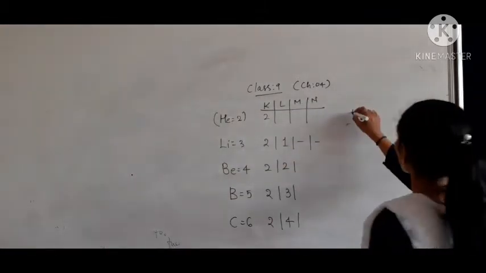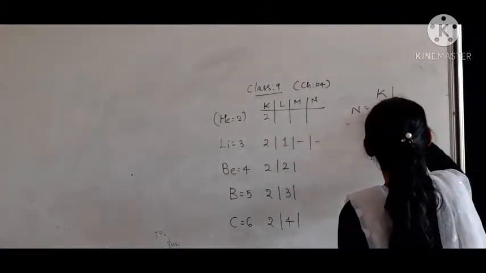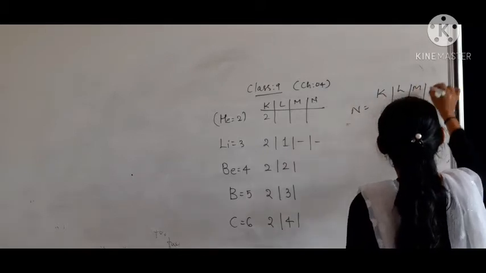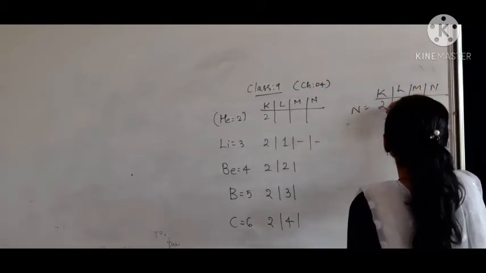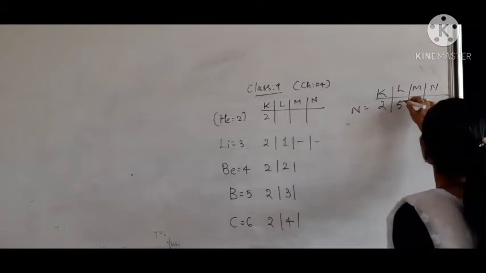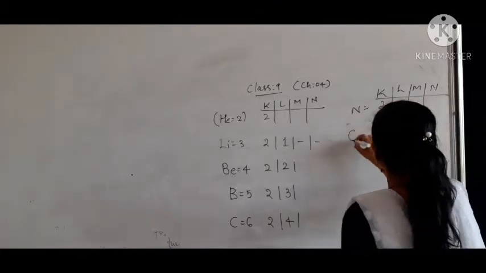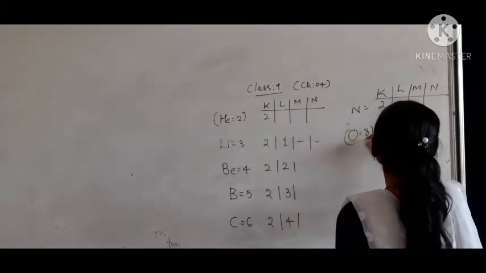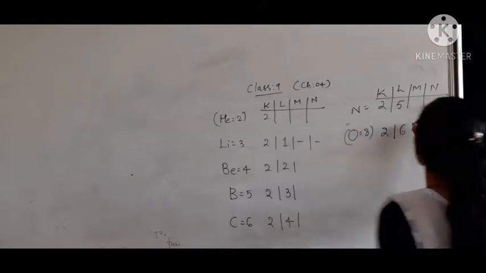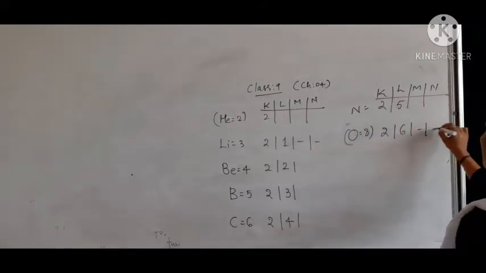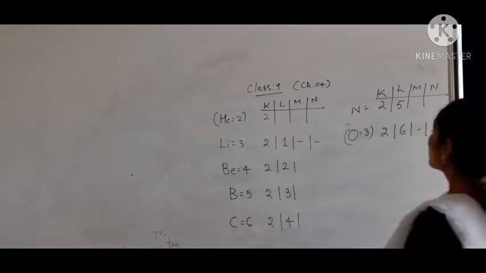After carbon we have nitrogen, children. Again we are writing K shell, L shell, M shell and N shell. So 2 and 5, 7 electrons nitrogen has. Then oxygen contains 8 electrons. So we have 2 electrons in K shell and 6 in L shell. M and N have no electrons, children.